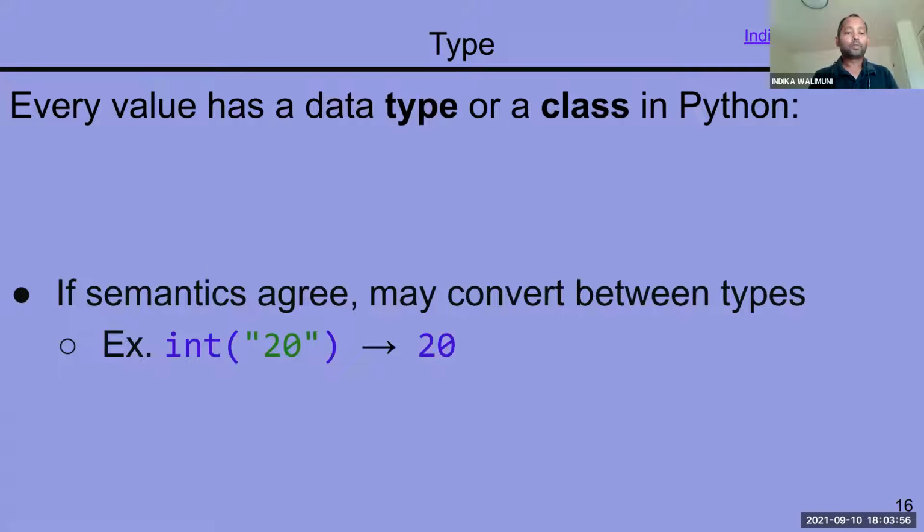If the semantics agree, we can even convert between types. For example, we can do this. This is a string because 20 is enclosed by these two quotation marks, so this is a string type. By the way, we'll verify. And then if we do this, we'll get the number 20.